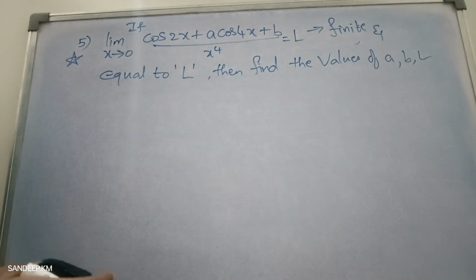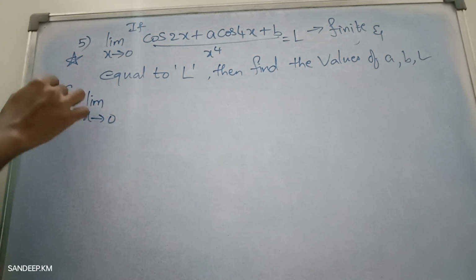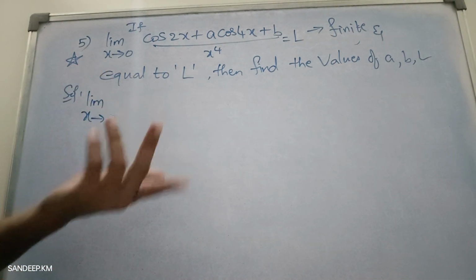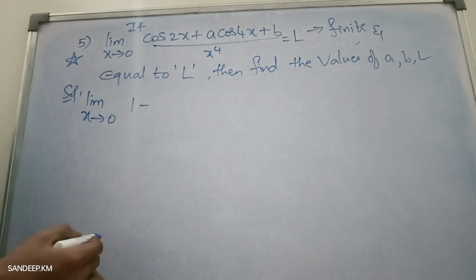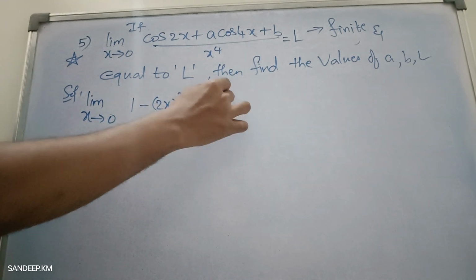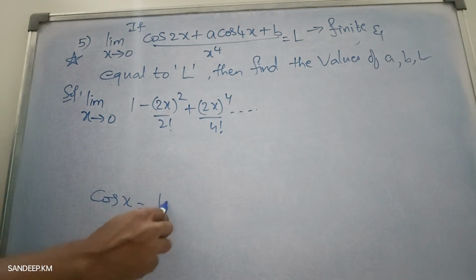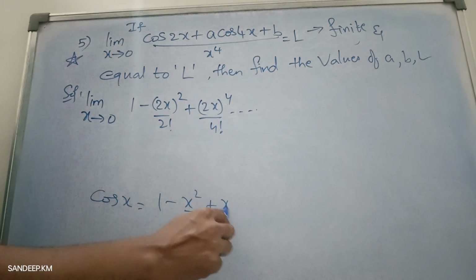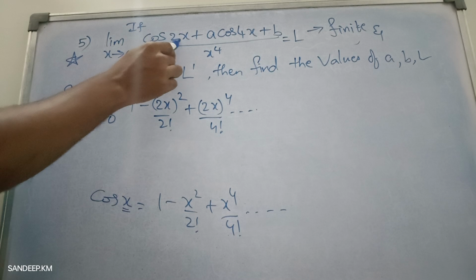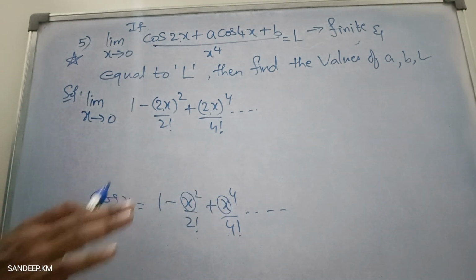So as usual, let us use expansions to simplify this question. Limit x approaches 0. Cos 2x. See, cos x expansion you know. Then same way you can write cos 2x expansion. What is it? 1 minus 2x whole square by 2 factorial plus 2x whole power 4 by 4 factorial and so on. Dear students, cos x expansion is what? 1 minus x square by 2 factorial plus x power 4 by 4 factorial and so on. Instead of x we have 2x. That's it.